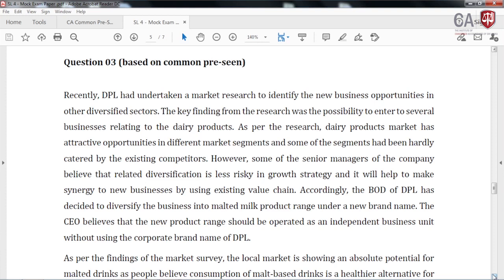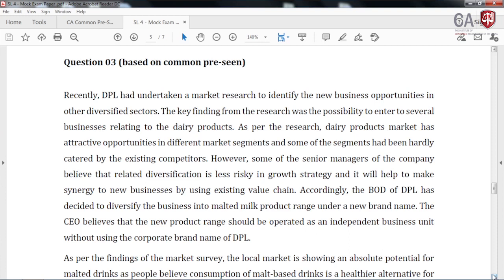Vertical means you become either a supplier or a distributor. So, within your own supply chain, you go forward or backward. If you go backward, it is called backward integration. If you go forward, it is called forward integration. Then there is another option, that is horizontal integration. There you start to do a competitive or complementary business.